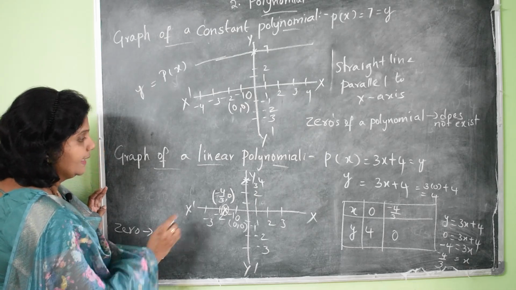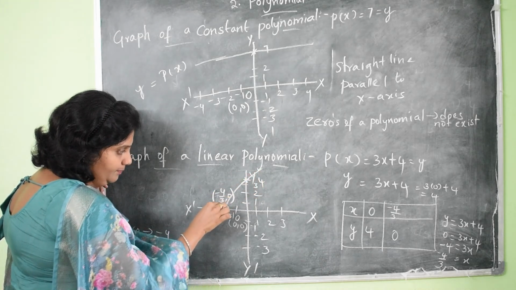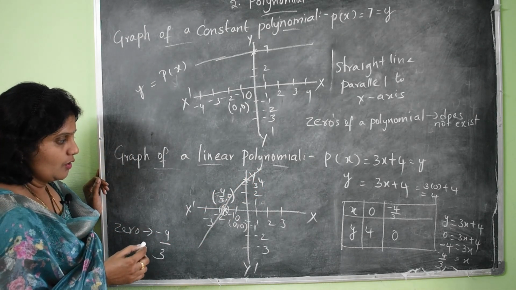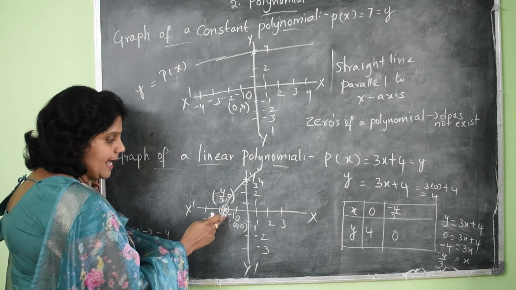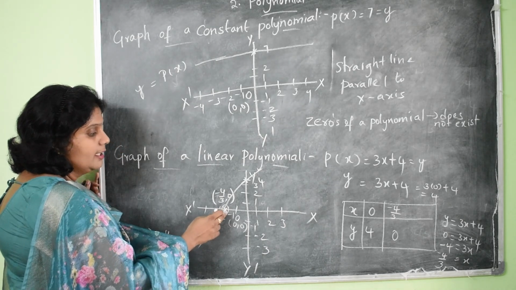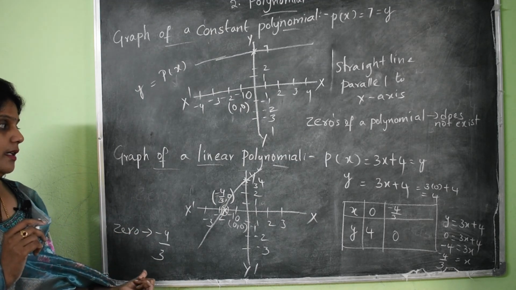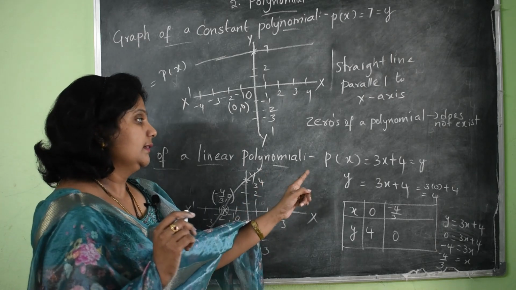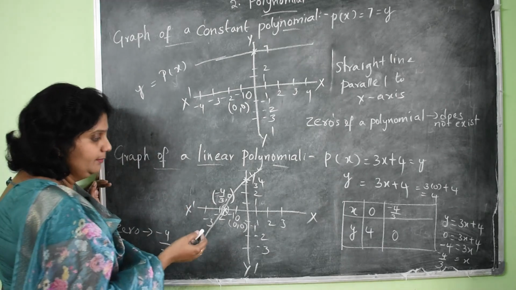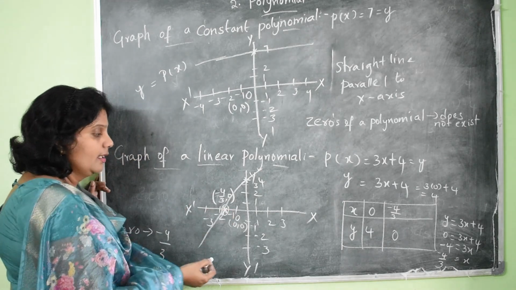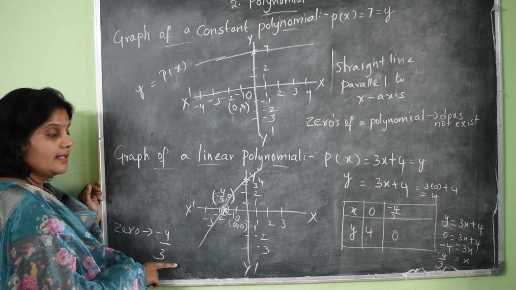Why? Because after writing the points, we draw a line joining the points. So here the graph y is equal to 3x plus 4 is intersecting the x-axis at this point. So at this point, what is the x coordinate? Minus 4 by 3. So that is called the zero of the polynomial. Again I am repeating: here the graph p of x is equal to 3x plus 4 is intersecting the x-axis at this point, and the x coordinate there is minus 4 by 3. So that is called the zero of the polynomial.